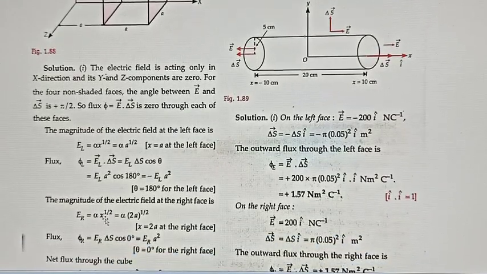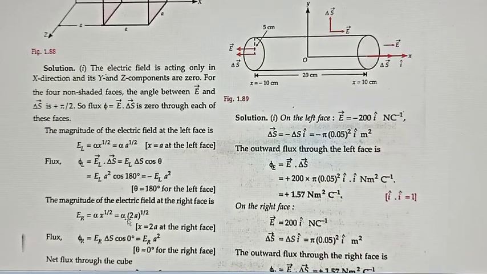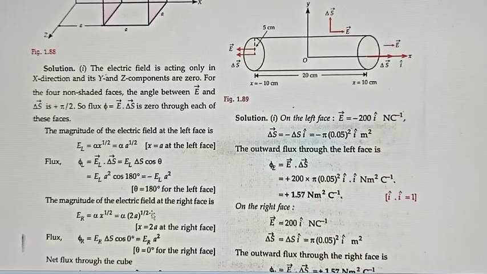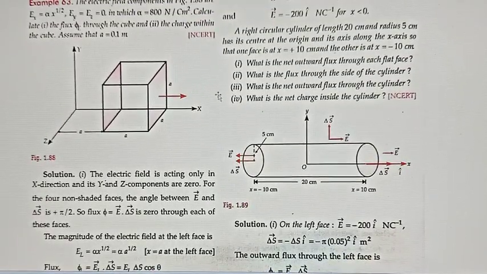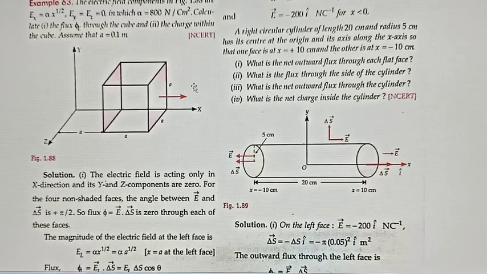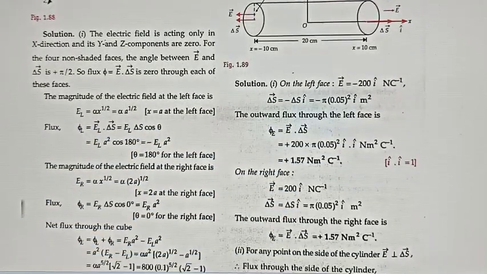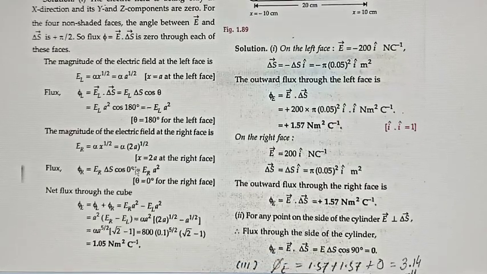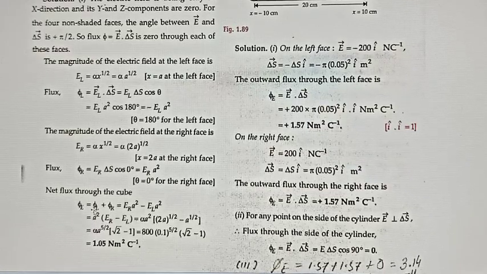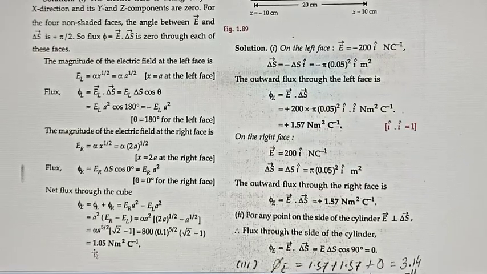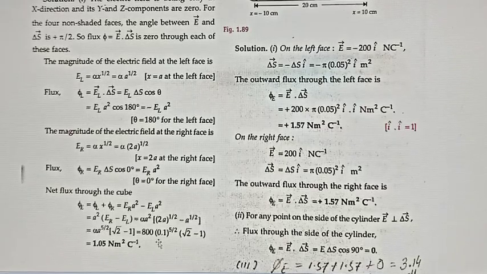ER is equal to alpha x to the power half. You can see, so alpha in place of x it is twice a to the power half, and phi is E del s cos 0. For the second phase, the angle is 0, because this is the direction of the electric field, and if you draw an area vector on the surface, it will be parallel to the electric field. So the angle is 0, that is cos 0. So total flux phi is equal to phi L plus phi R. You just simplify this, you will get 1.05 Newton meter square coulomb inverse. Fine.